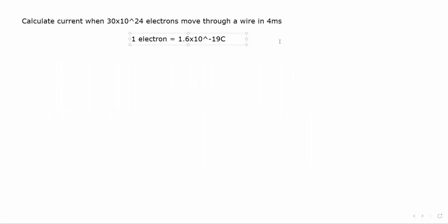The charge value will be given; you don't have to memorize it. In the exam, it will be given to you, but if you learn it, it's good. 1.6 exponent minus 19 is the charge of one electron. What's our final answer?